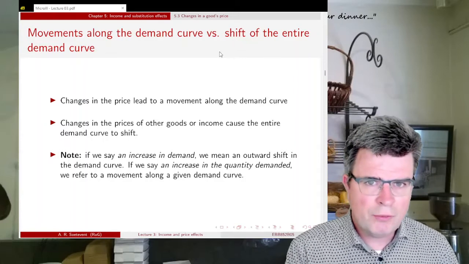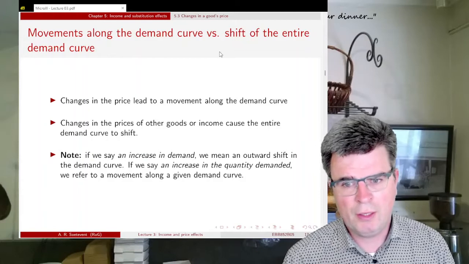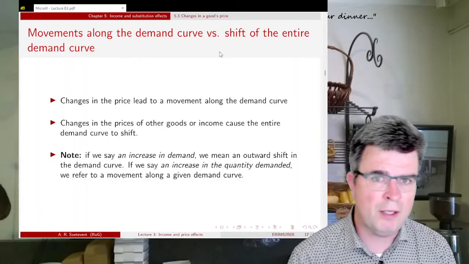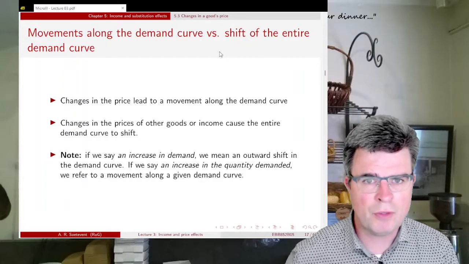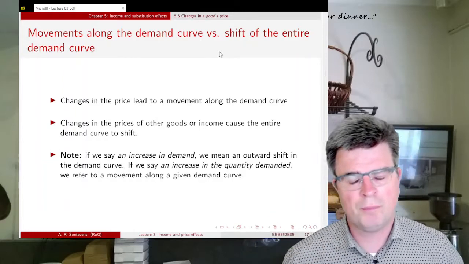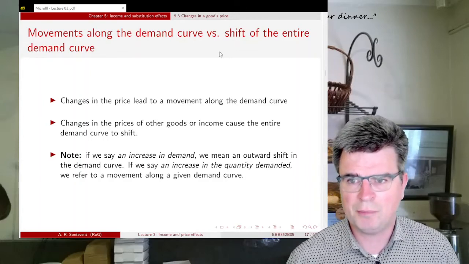So we talk of an increase in demand when we mean that we have an outward shift in the demand curve, and we say that we have an increase in the quantity demanded if we refer to a movement along a given demand curve that itself stays at the same position.